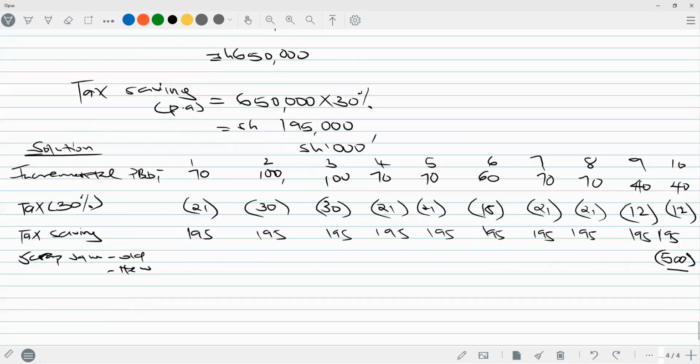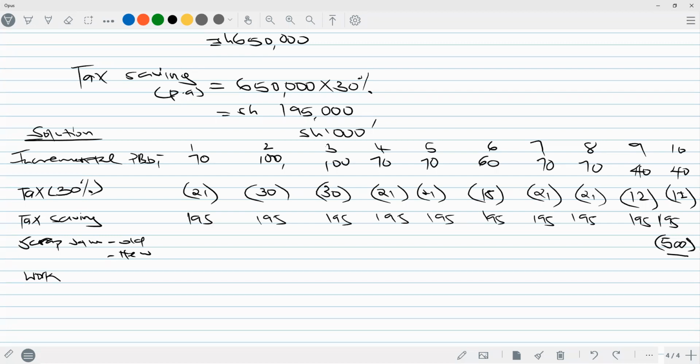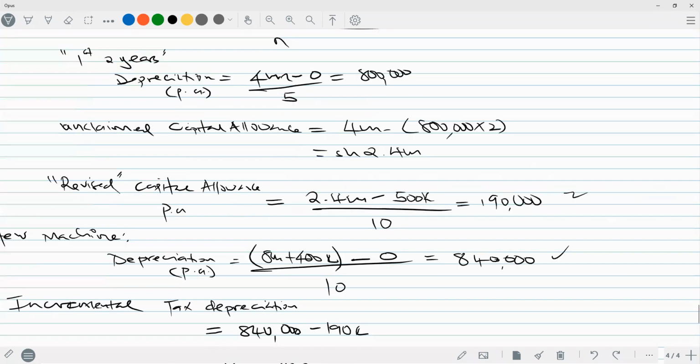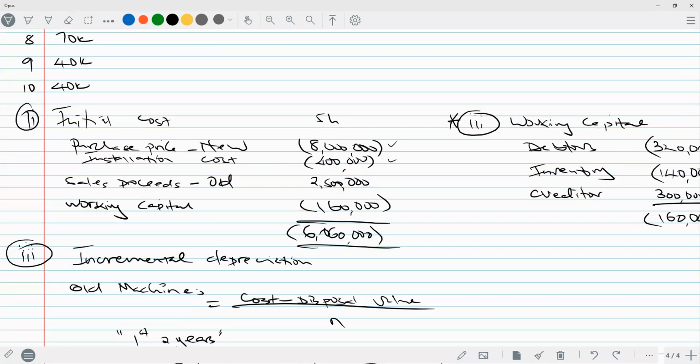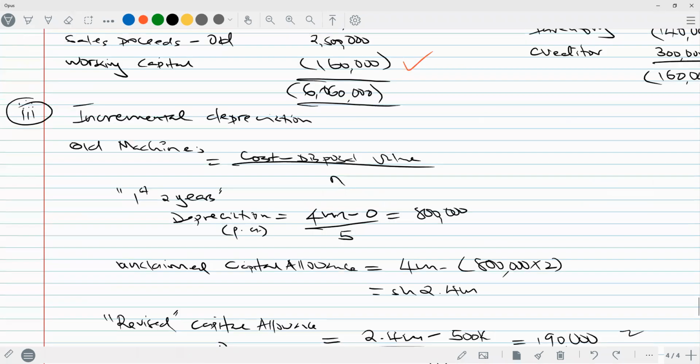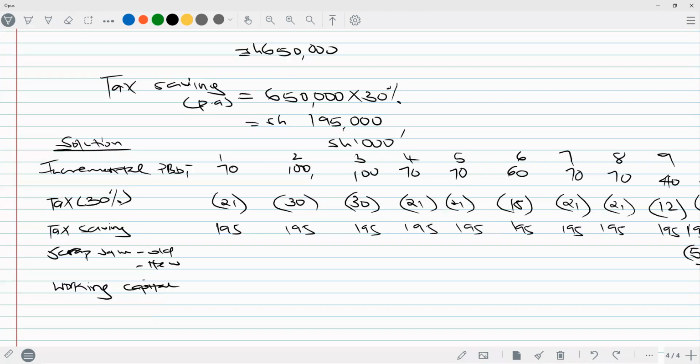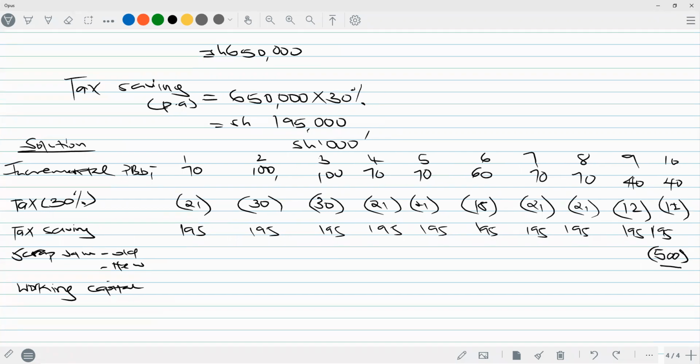Okay, don't forget working capital also. Don't forget at the end of the life of the machine, you have to recover the working capital, which was spent in year 0. Just to remind you, I think we spent it here. Where is it? Here it is. We spent 160, so now it's time to recover it in the final year. Therefore in the final year, cash inflow, we get 160,000. This cash inflow is equal to 160,000, and that is it. There's nothing happened between year 1 and year 9, so no cash movements then.